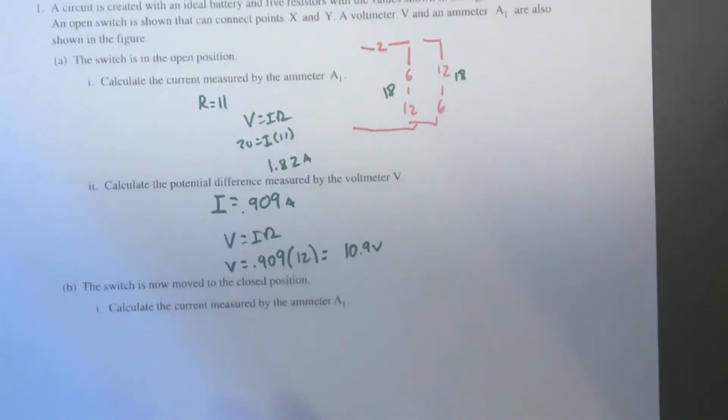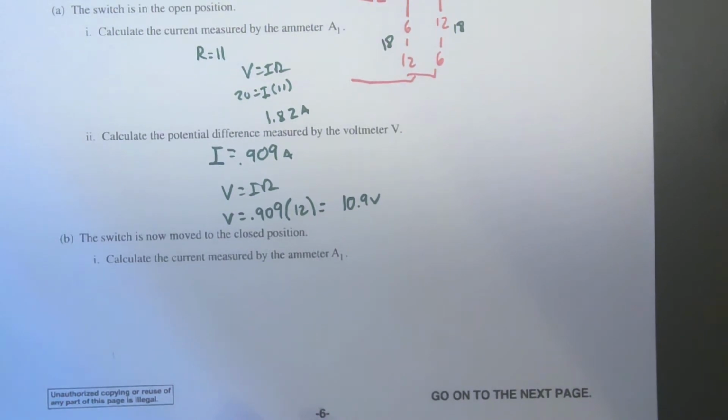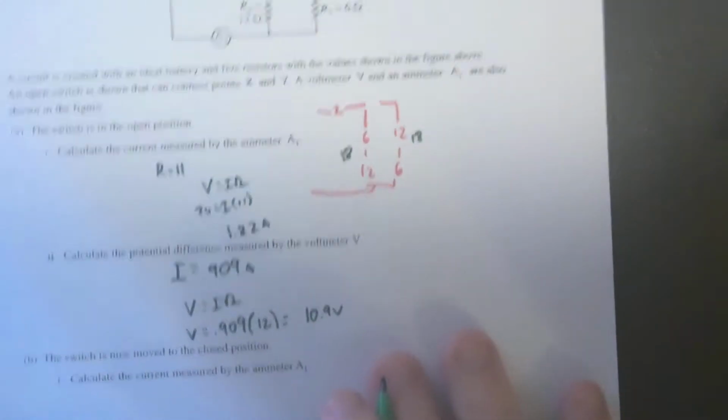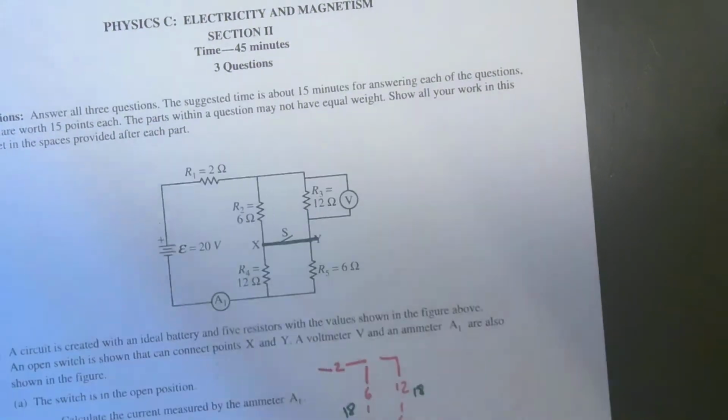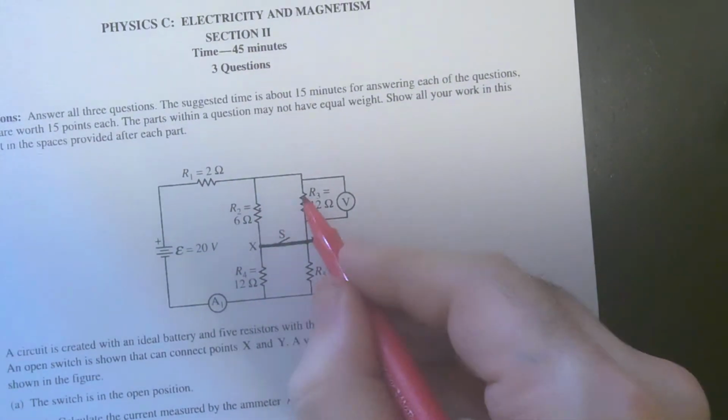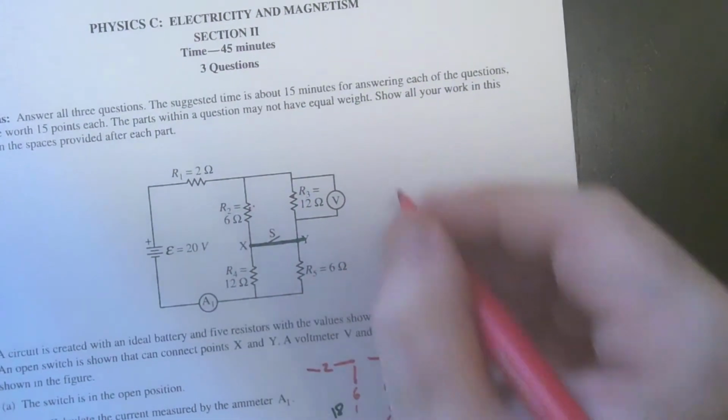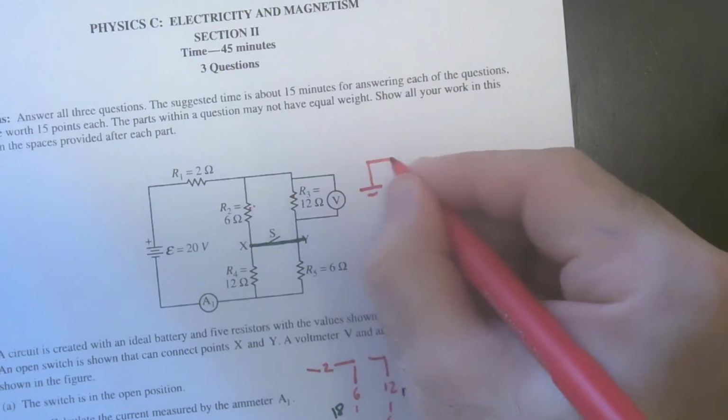Claro. Then you close the switch. Oh, geez. Calculate the current. Okay. I'm going to redraw this. Actually, you know what? I'm going to do it up here because I'm a boss like that. When this is closed, these 2 things are in parallel and these 2 in parallel. So it looks like this.